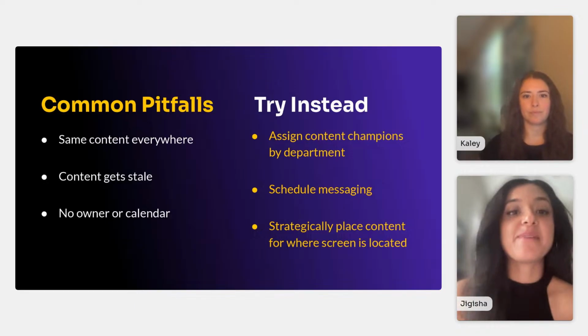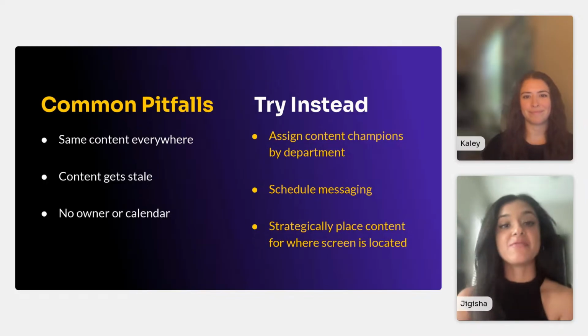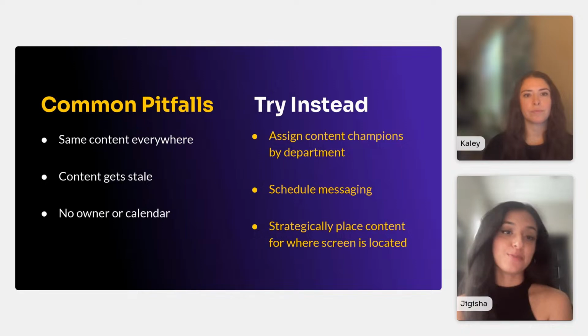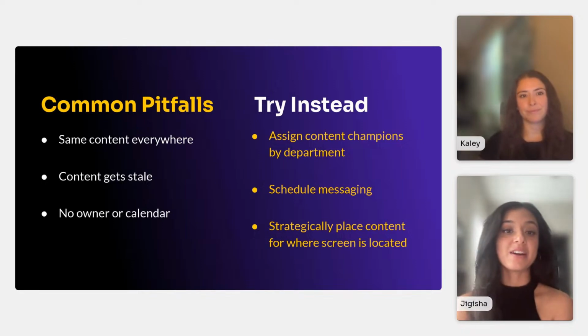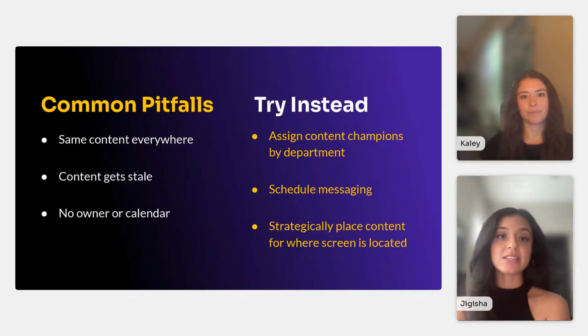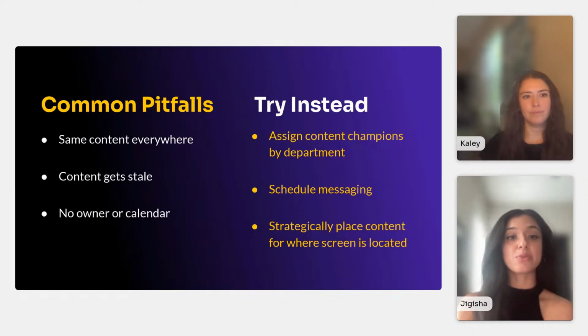Now, I just want to wrap up with a couple common pitfalls and ways that you can avoid them. So let's start with the same content everywhere. I think I drove this point home a little bit, but really having the same content everywhere can be a downfall, because let's say that you have content that is the same in a hallway versus a break room. The way that your audience will interact with it is going to be really, really different.